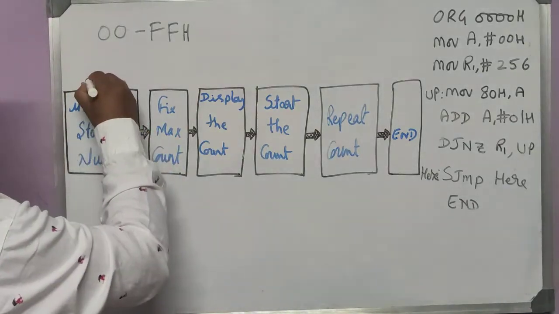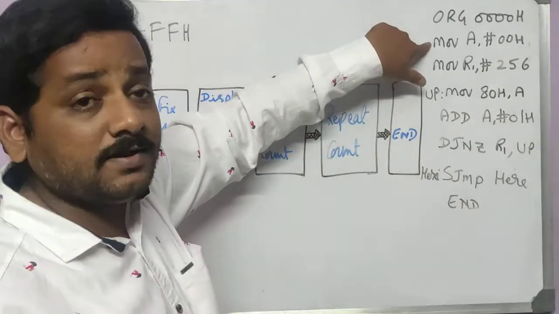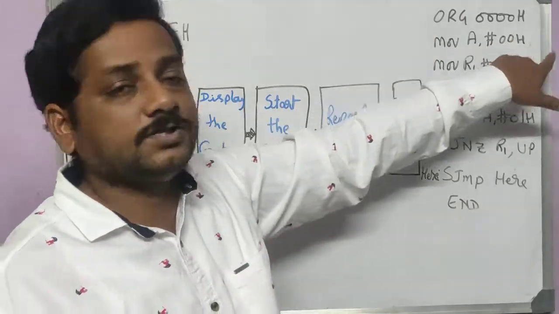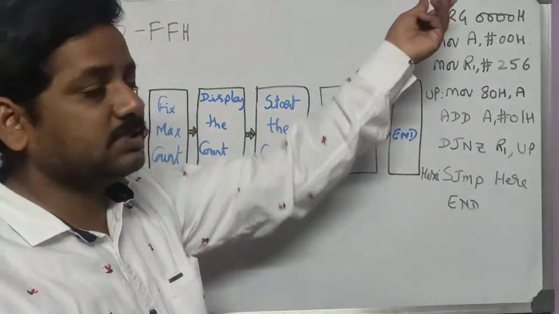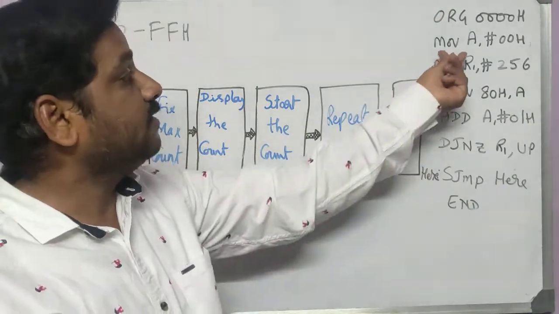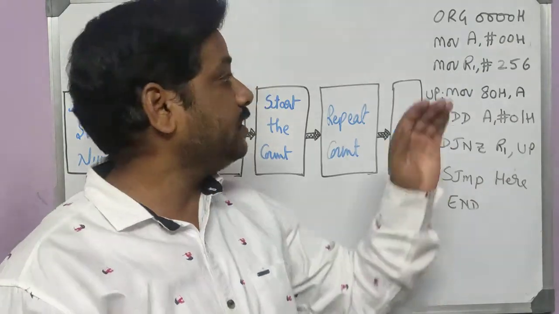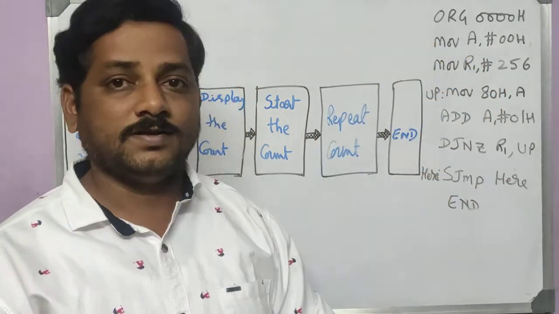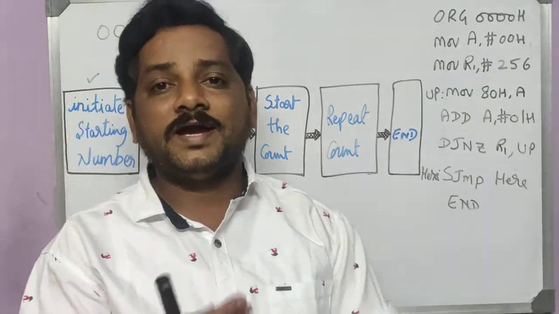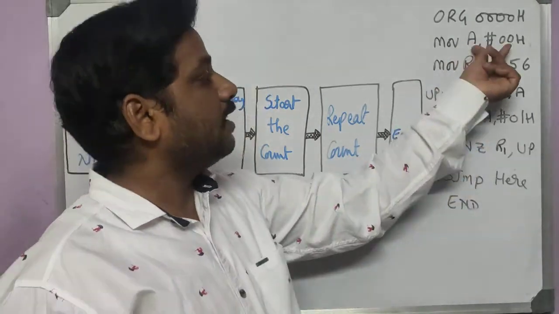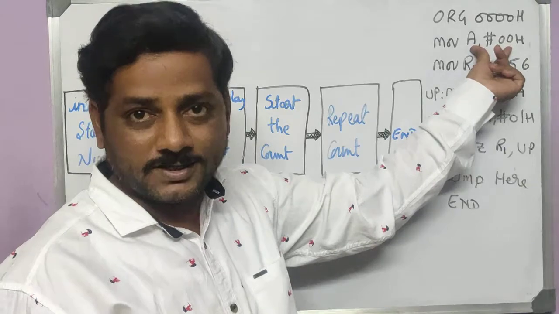So this has been done in this program using the line MOV A, #00H. ORG is the origin, and after that, the very first line we have written is initiating the starting number. You initiate it to the accumulator only, because further I use it for adding some more numbers. So I will give the initial number to the accumulator.